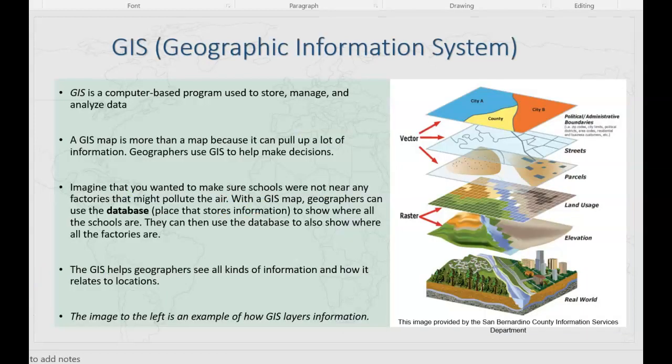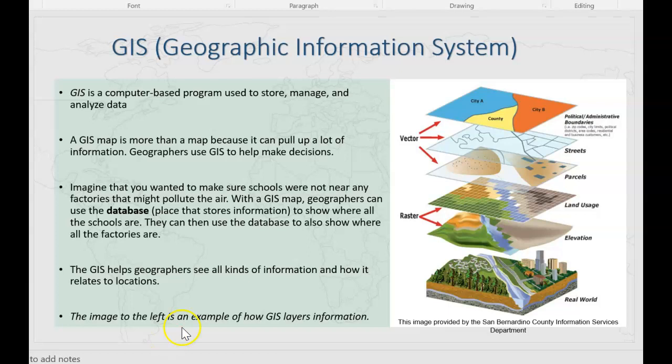GIS, or Geographic Information System. The GIS is a computer-based program that stores, manages, and analyzes data. It's more than a map because it can pull up a lot of information. GISs are very helpful to geographers when they need to make decisions. So let's say you wanted to make sure that there were no schools located near factories that pollute the air. So with the GIS, the geographer can go into the database or the place that stores information and show where all the schools are. Then they can go into the database and find all the factories. This way they can see if schools and factories are near each other.